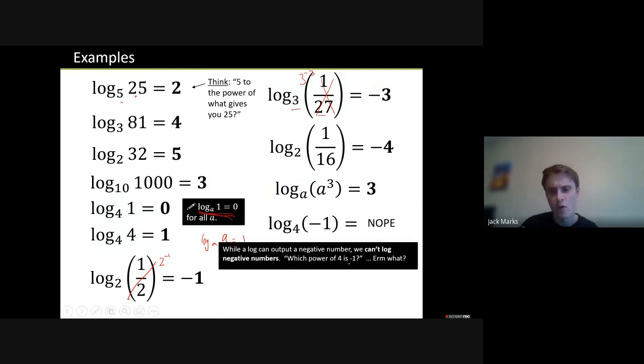Which power of 4 is minus 1? Well, you might remember we said it's not possible to get negatives when you're doing powers. So the question doesn't make any sense. Okay, that would be invalid. This is a really important result because we're going to end up with some situations later that will make us use logs of negatives. And when this happens, we need to be able to recognize it and say, no, this is not valid. Okay, so this is an important result that's going to come up again later.